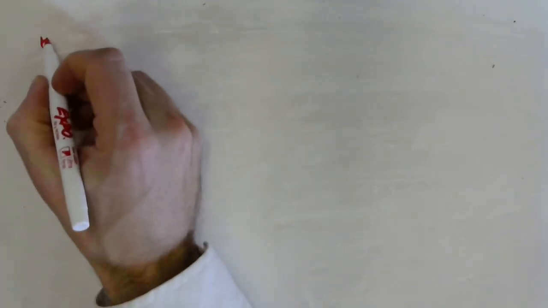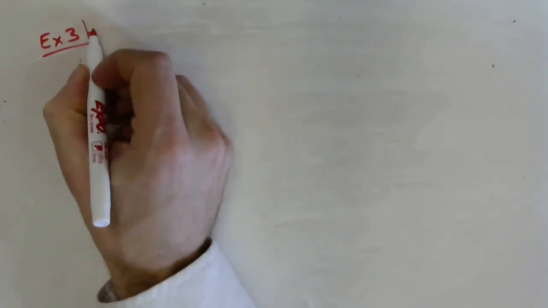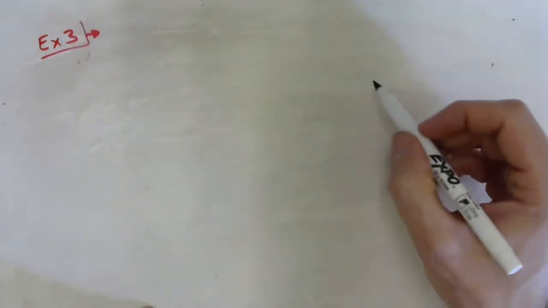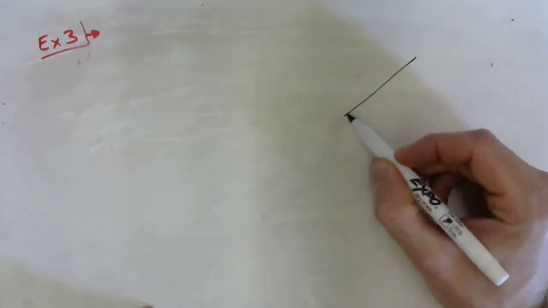All right, example 3. We're heading to Bermuda Triangle, and we're asked to find the perimeter of the Bermuda Triangle to the nearest 100 kilometers. Do you have a picture in your notebook? Okay, I'm going to draw a little bit of a simplified diagram here.